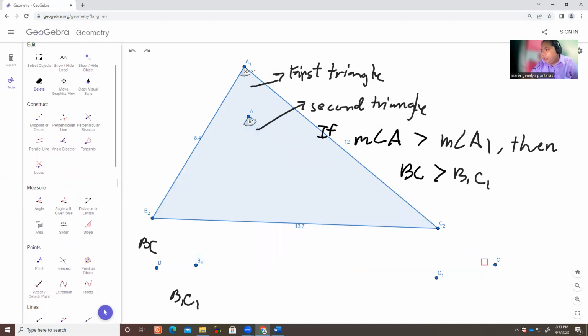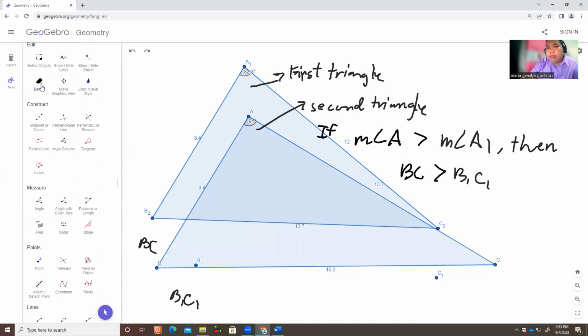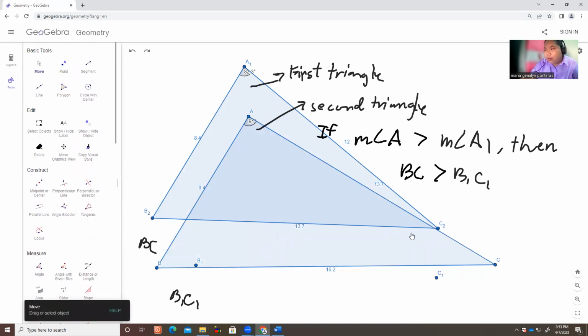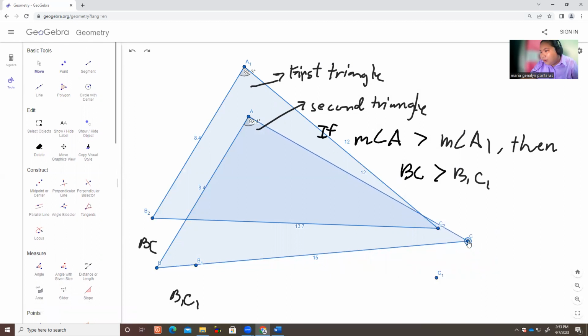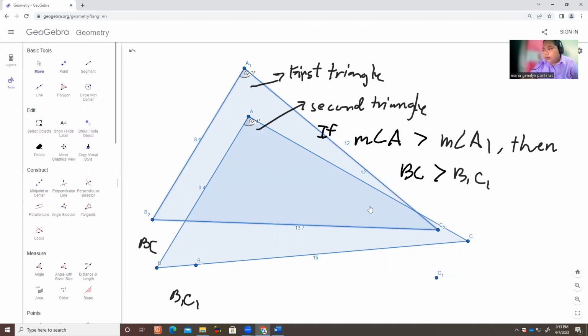Then, we want to maintain 13.7. Oh, sorry. We want to maintain yung 12. Maintain natin yung 12 at 8.4. Ayan. So that's 12. That's 8.4. Okay. So as you can see, yung third side naging 15 siya. So magmula nung ginawa nating larger naman, yung opposite side naging larger din siya kaysa doon sa second triangle.